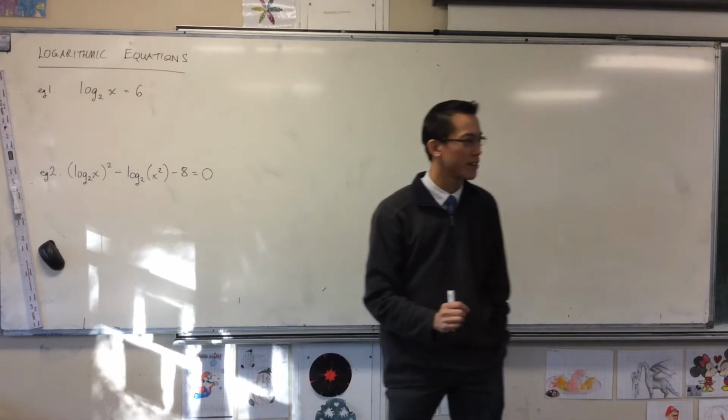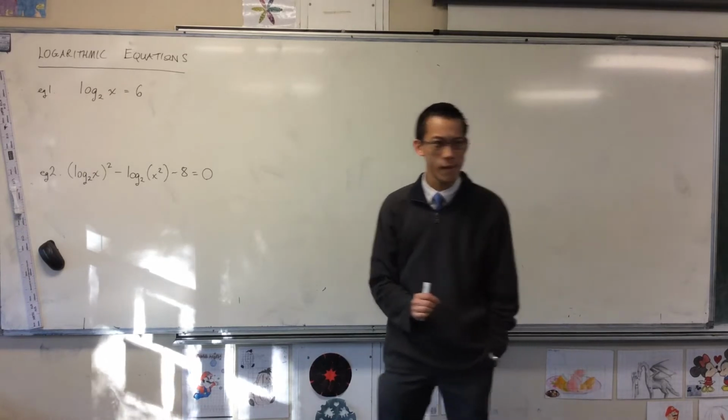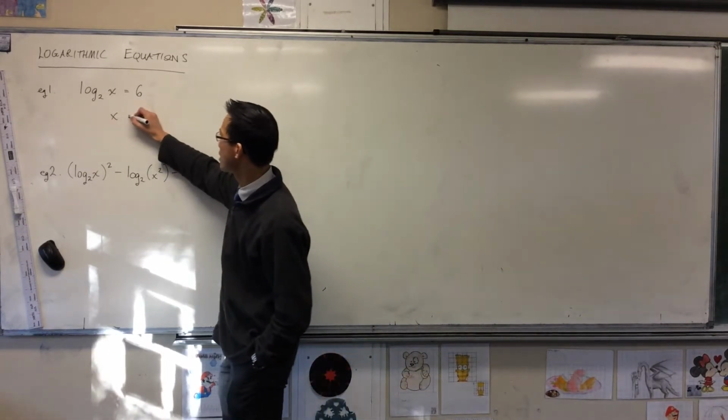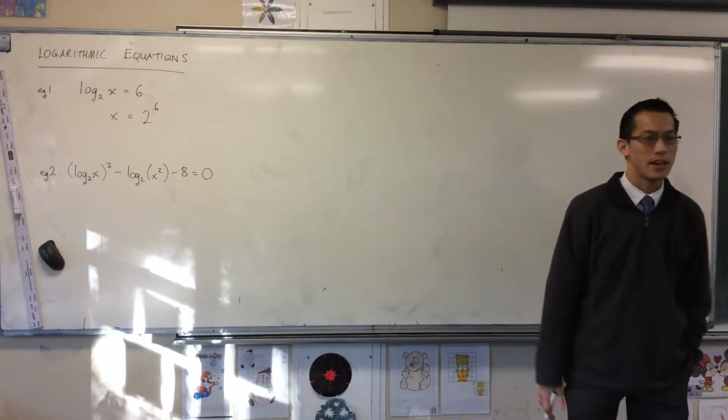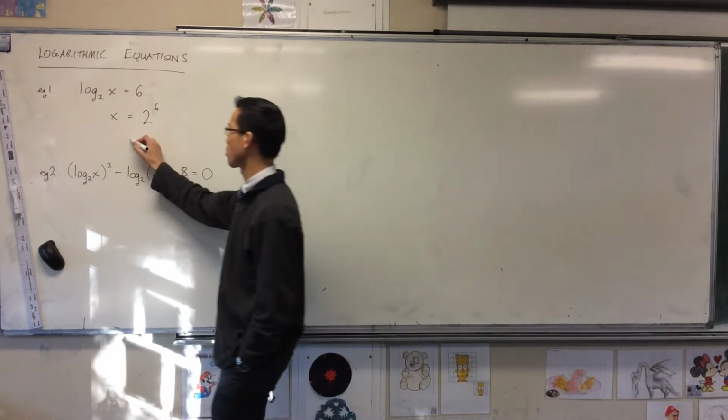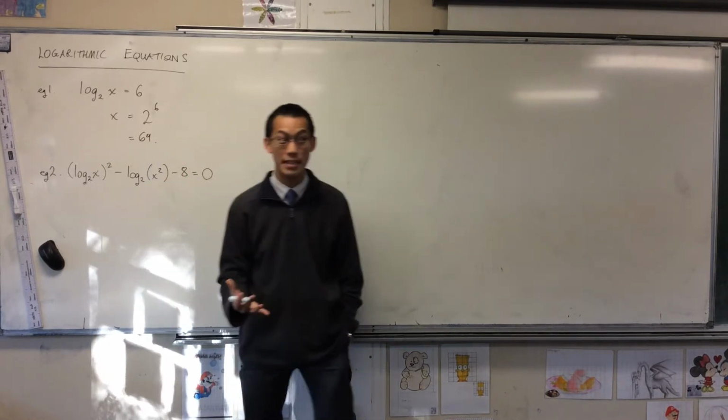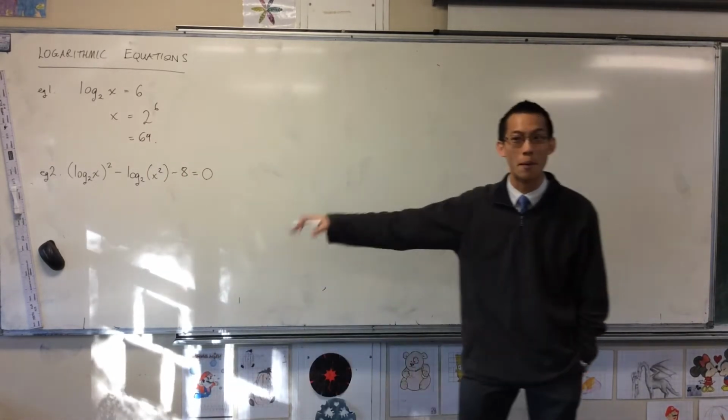How shall we rewrite it in index form? Good. X equals, your base stays the same, and what was the subject before? 6 is the power. So of course that's just 64. No problems, all right? That's about as easy as it gets, okay? This is like your warm-up question, right?